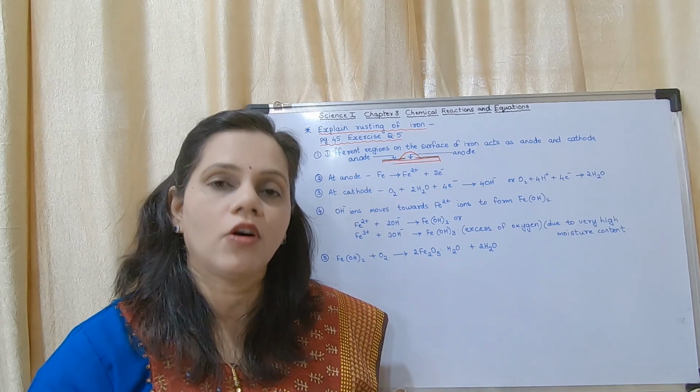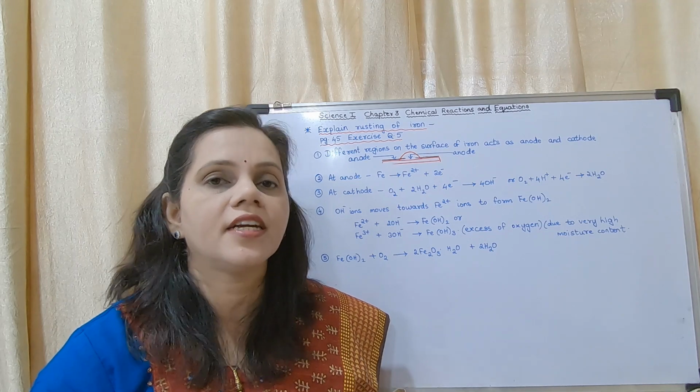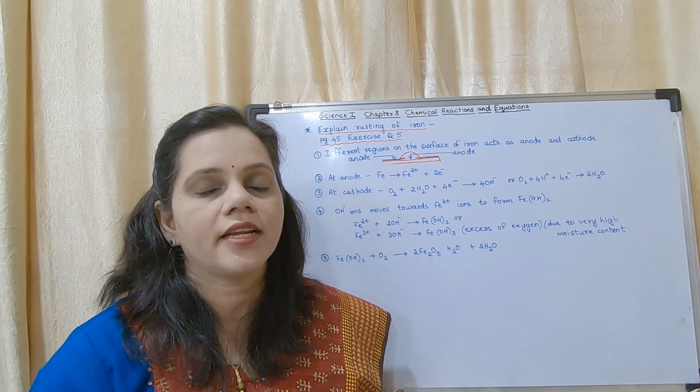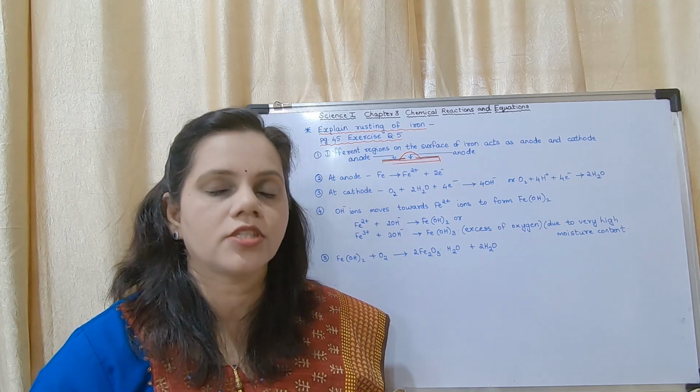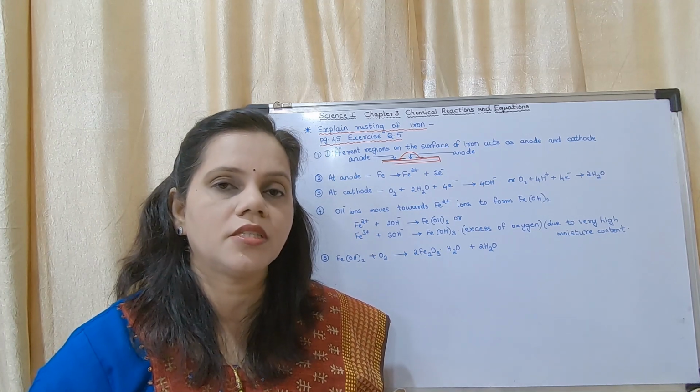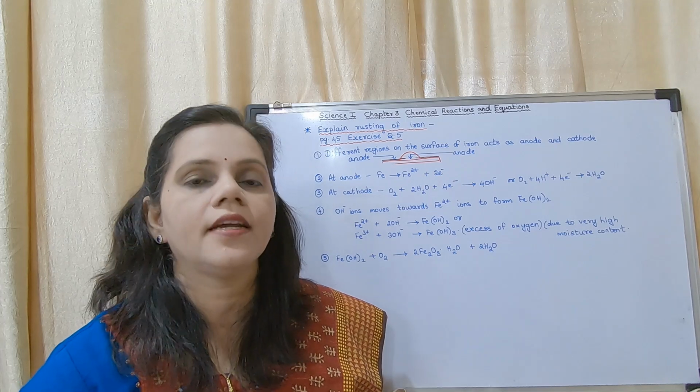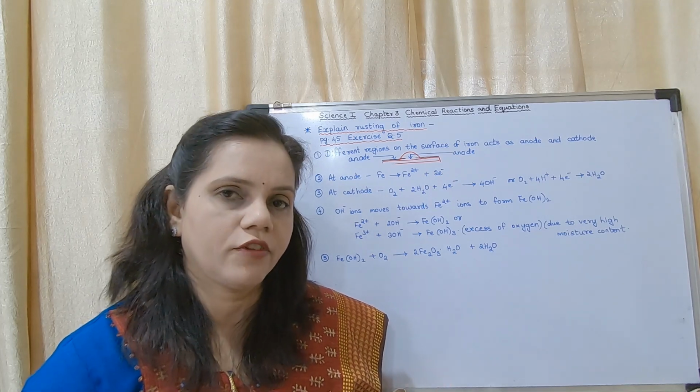Okay, you might have observed the different colors. There are different colors of rust. There are different types of rust, so there are different chemical reactions. This is not given in the syllabus. You don't have to write this anywhere. It is only for your information.